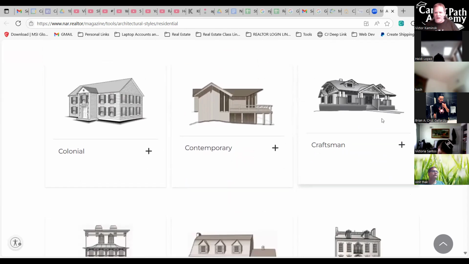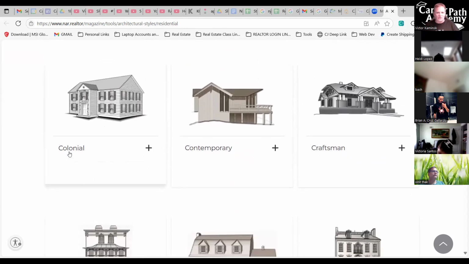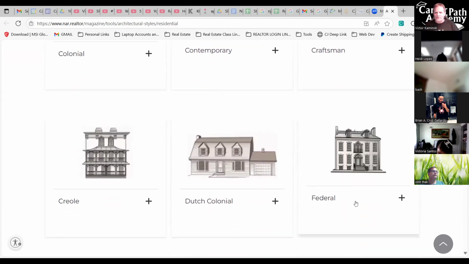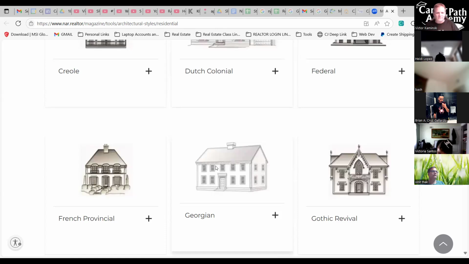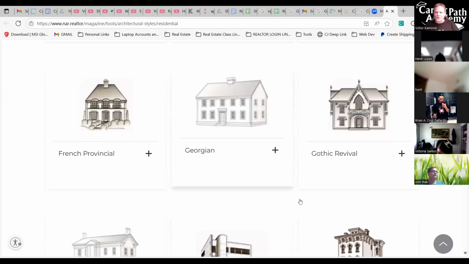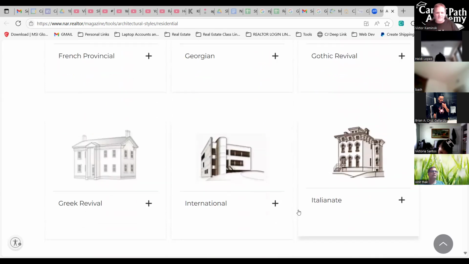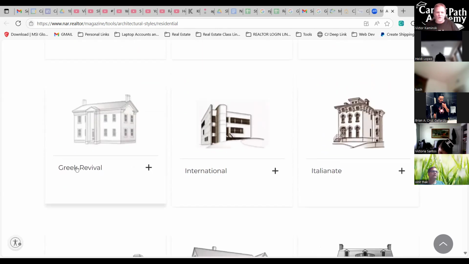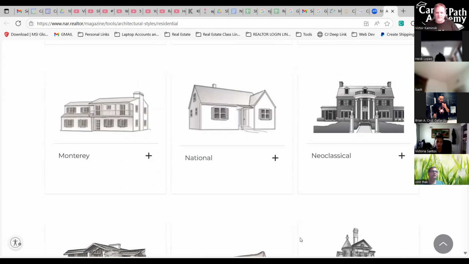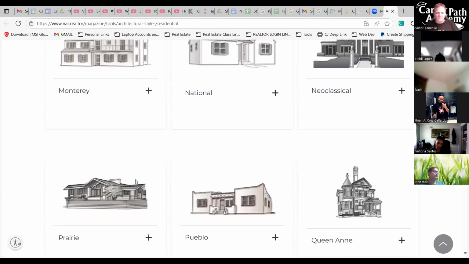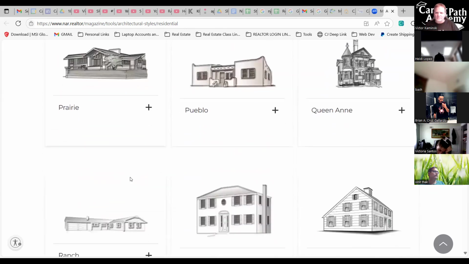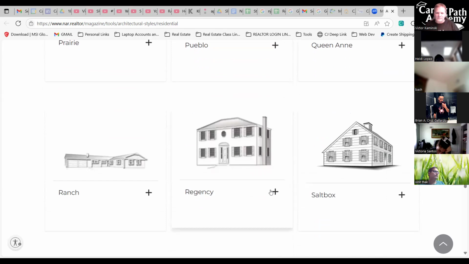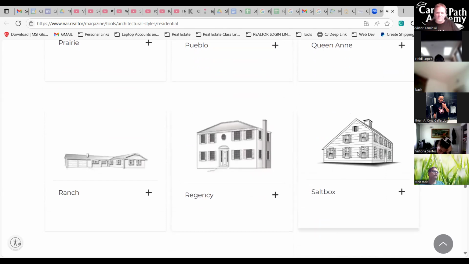But you can try to familiarize yourself with the looks of craftsmen, colonials, Creole, Dutch colonial, federal, Georgian style. Let's see. I've seen some of these before, Greek revivals. Let's see. National. Queen Anne style. See some of them right in Galway. Salt boxes, not so common, but I've seen them.